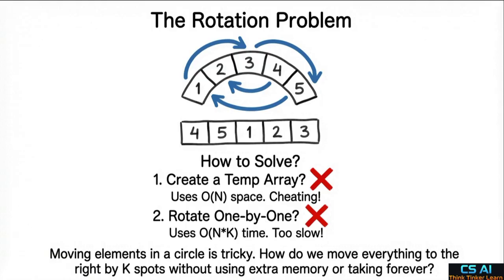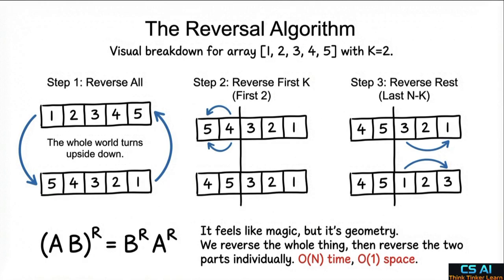This is where a bit of mathematical magic comes in. This is one of my favorite algorithms in computer science because it feels like magic, but it's actually just geometry. To rotate an array in O(1) space, we use a triple reversal. Let's say k is 2. Step 1 is to reverse the entire array. The whole world turned upside down. 1, 2, 3, 4, 5 becomes 5, 4, 3, 2, 1.